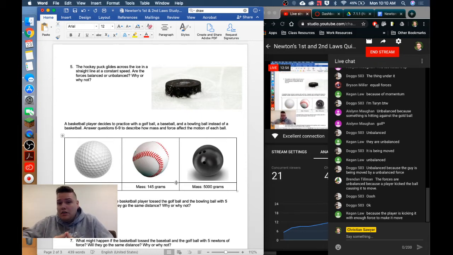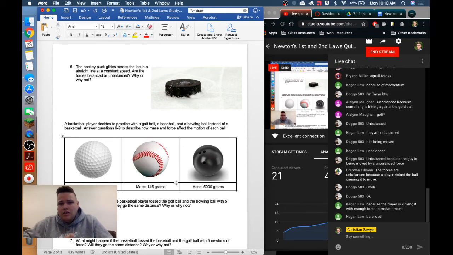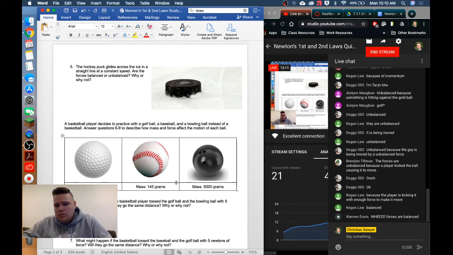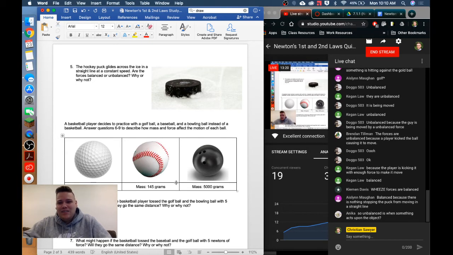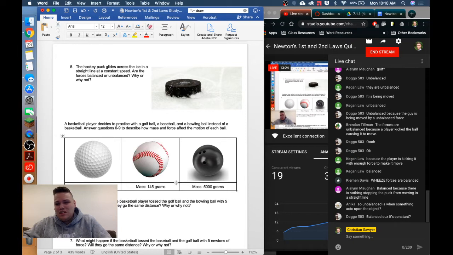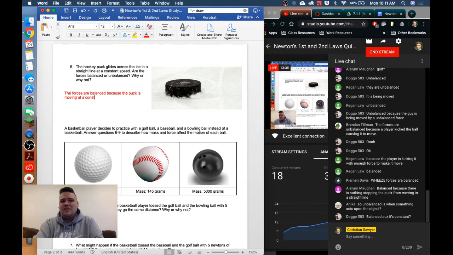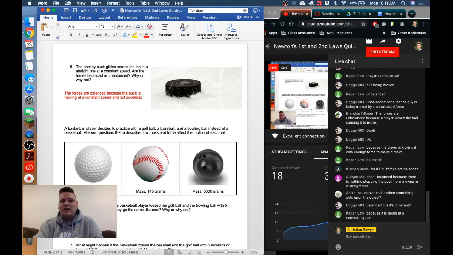The hockey puck glides across the ice in a straight line at a constant speed. Constant speed. Are the forces balanced or unbalanced? Why or why not? Keegan, can you explain why? Why are they balanced? The forces are balanced, okay? Balanced because there is nothing stopping the puck from moving in a straight line, okay? So the forces are balanced because the puck is moving at a constant speed and not accelerating.